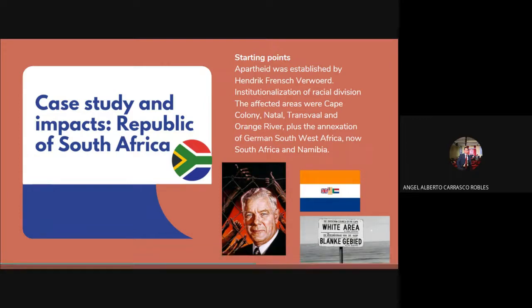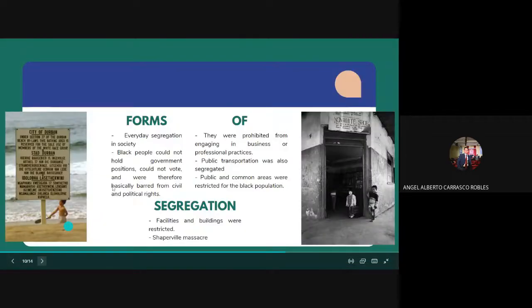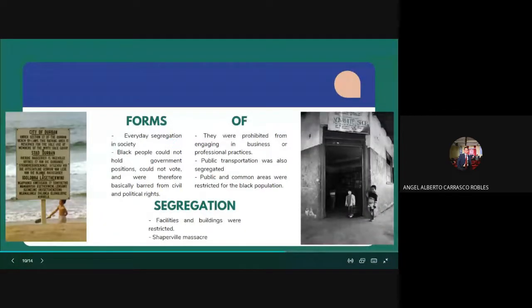So we must ask ourselves, is South Africa really exempt from the profound effects of colonization and apartheid? In these slides we can see the starting point, that the architect of apartheid was Hendrik Verwoerd, and another thing is that this process was institutional and had legal support. Next.